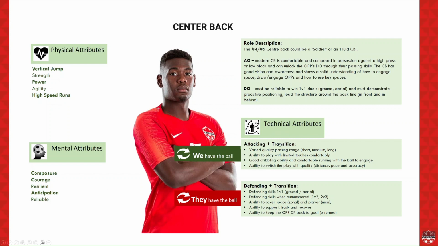And technical attributes for a defender in AO and AT could be quality of passing range, ability to play limited touches, good dribbling ability and comfort running, and ability to switch the play with quality. For defending, it can be defending skills 1v1, defending when outnumbered, ability to cover space, zonal or man marking, ability to support, track, and recover, and ability to keep the opponent center forward back to goal.